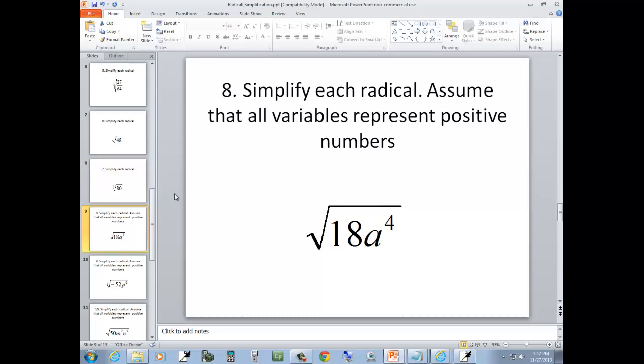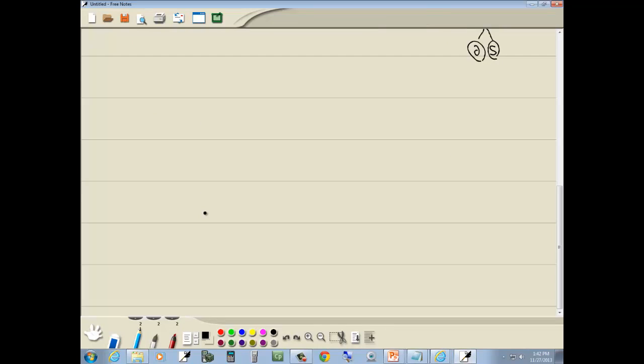Let's take a look at this one. We've got the square root of 18a to the 4th. Well, we're going to do the numbers just like normal. Then we'll handle the variables a little bit differently. So I'll do my factor tree. 18 is divisible by 2, 2 times 9. And 9 is not divisible by 2, so I'll go to my next prime, which is 3. It is divisible by 3, 3 times 3. So, square root of 18, that's 2 times 3 times 3 times a to the 4th.